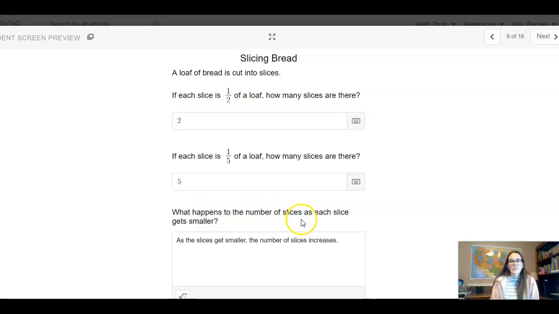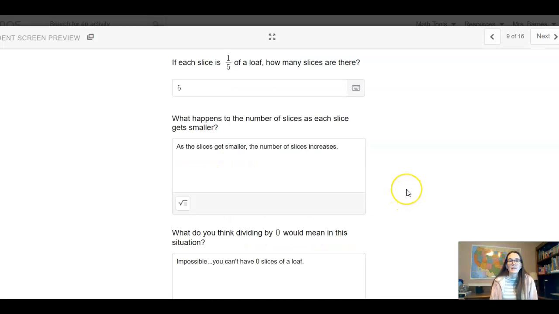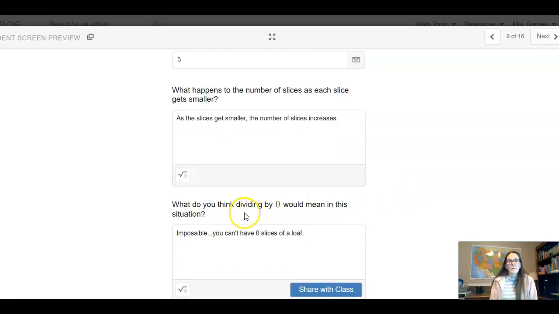So what happens to the number of slices as each slice gets smaller? Well, we got a smaller slice here, but we ended up with more slices. Our number of slices is increasing. What would it mean if we were trying to divide by 0 here? And I said that would be impossible. You can't have 0 slices of a loaf. You would at the very least have the whole loaf, but I can't have 0 slices and be dividing by 0. That would be impossible here.